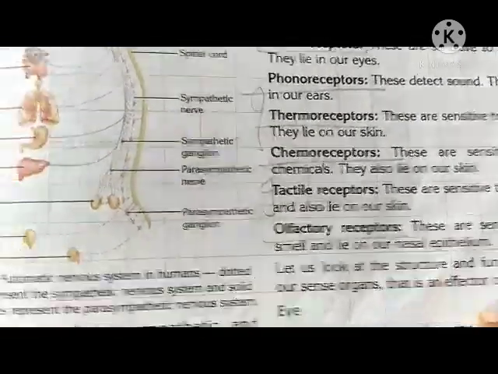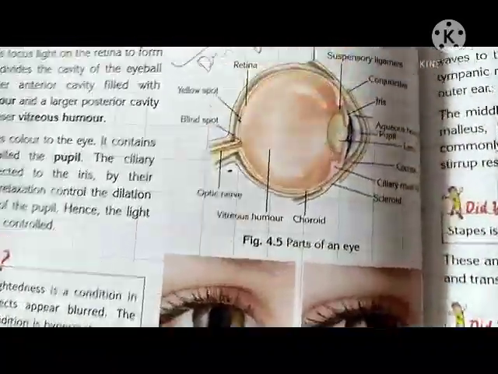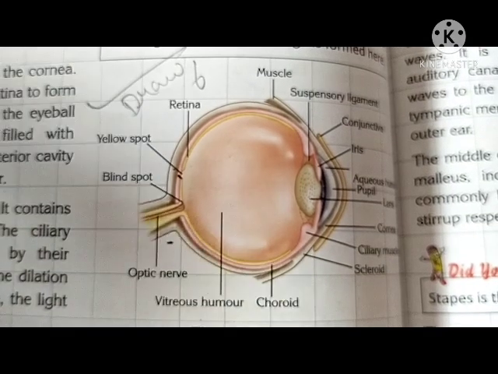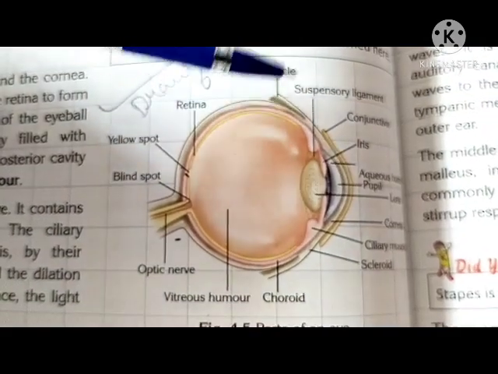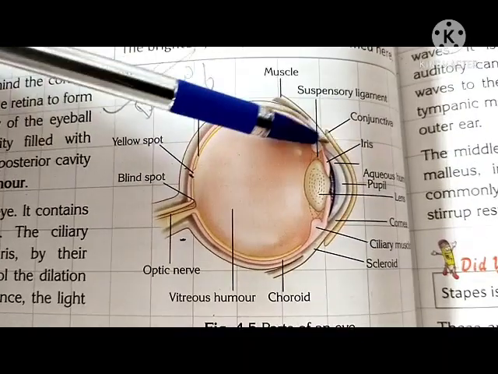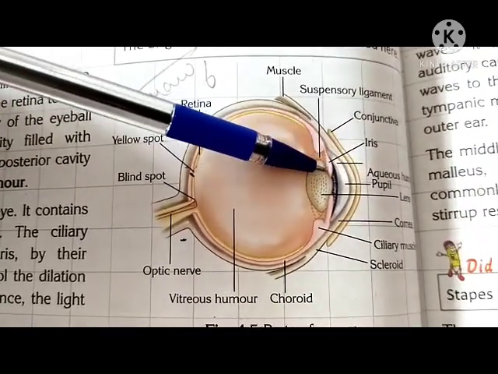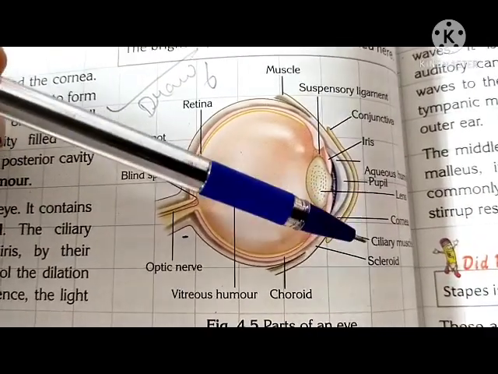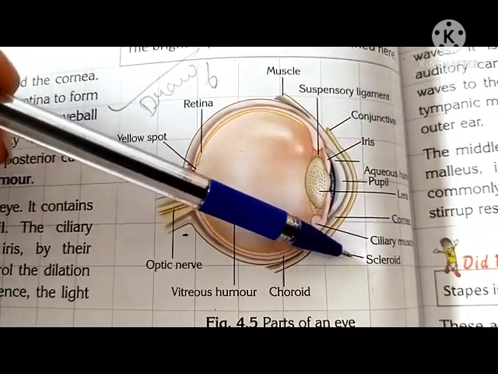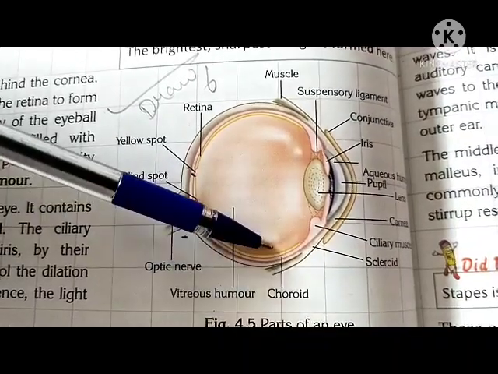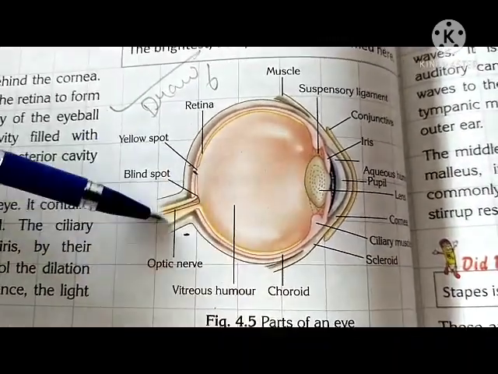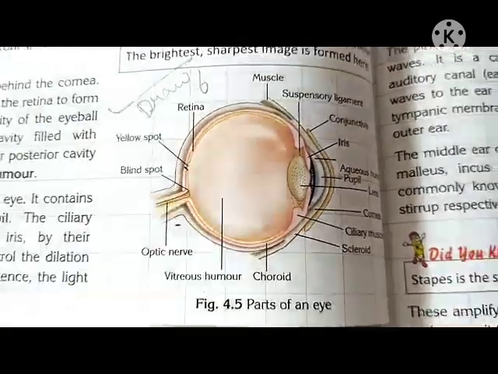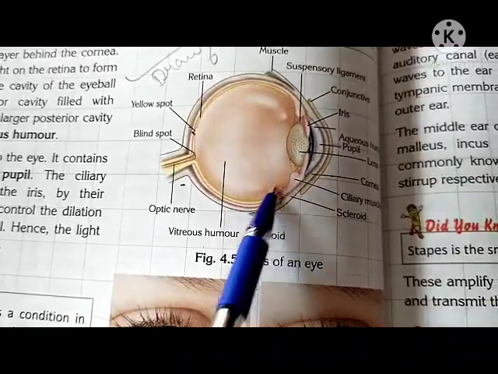So for eyes we have to study the structure of the eye. Here you can see, students, the structure of the eye. These are muscles. This is the suspensory ligament, this is conjunctiva, this is iris, this is aqueous humor, this is cornea, this is ciliary muscles, this is sclera, this is choroid, this is vitreous humor, this is optic nerve, this is blind spot, this is yellow spot, and this is retina. So these are the labels of the eye.